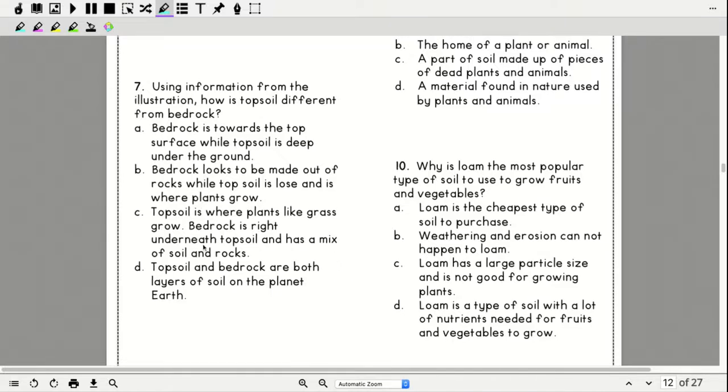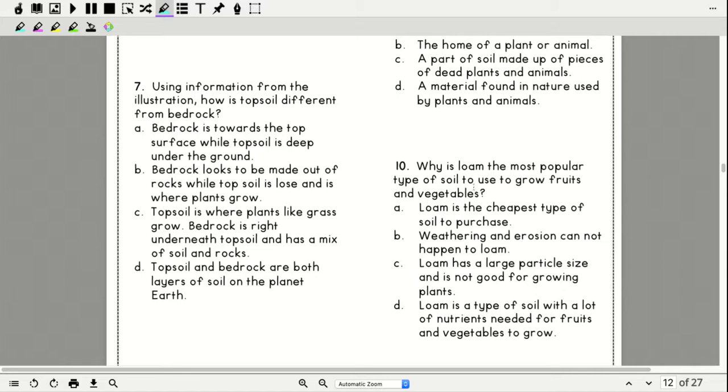Okay, 2 questions left. You guys are doing fantastic. Number 7, using information from the illustration, how is topsoil different from bedrock? A, bedrock is towards the top surface while the topsoil is deep under the ground. B, bedrock looks to be made out of rocks while topsoil is loose and is where plants grow. C, topsoil is where plants like grass grow. Bedrock is right underneath topsoil and has a mix of soil and rock. D, topsoil and bedrock are both layers of soil on the planet Earth.